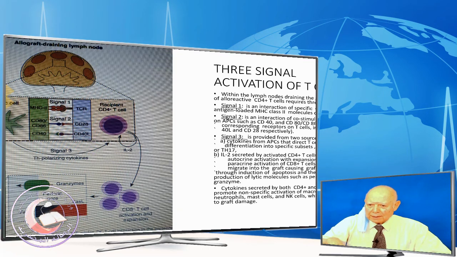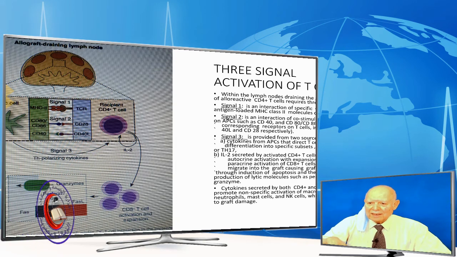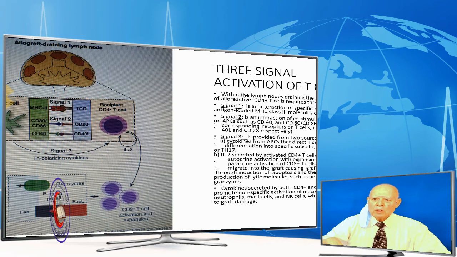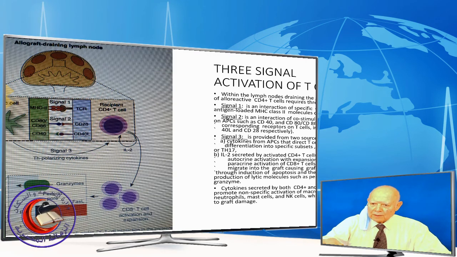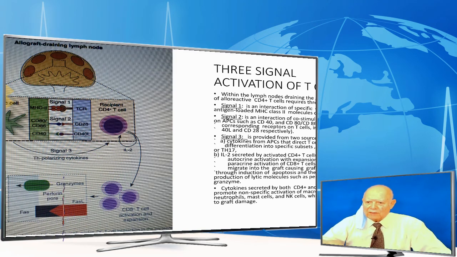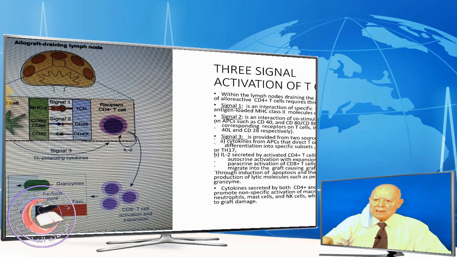Signal 3 is provided from 2 sources: cytokines from antigen-presenting cells that direct T cell differentiation into specific subsets, and then interleukin 2 secreted by activated CD4 T cells themselves. This leads to autocrine activation with expansion of T cells and paracrine activation with expansion or activation of CD8 and other immune cells. Autocrine means that the interleukin 2 released by CD4 T cells acts on and stimulates the cell of origin, the CD4 T cell. Paracrine means that it acts on other T cells in the neighborhood.